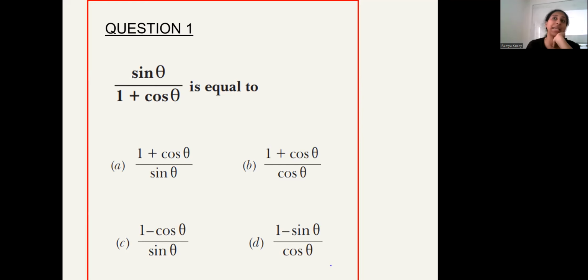Cosec square theta minus cot square theta is equal to 1. So sine square plus cos square is 1. Then sec square minus tan square is 1, or you can remember it as 1 plus tan square is sec square. Cosec square minus cot square is 1, or 1 plus cot square is cosec square. Okay.